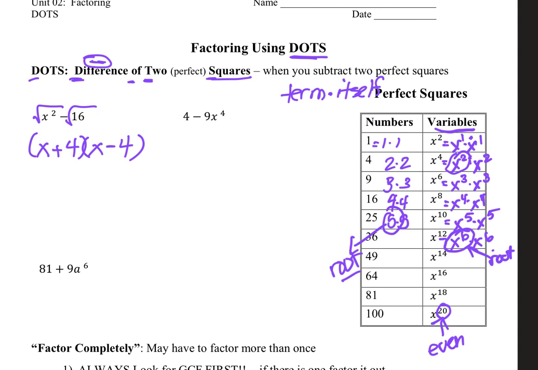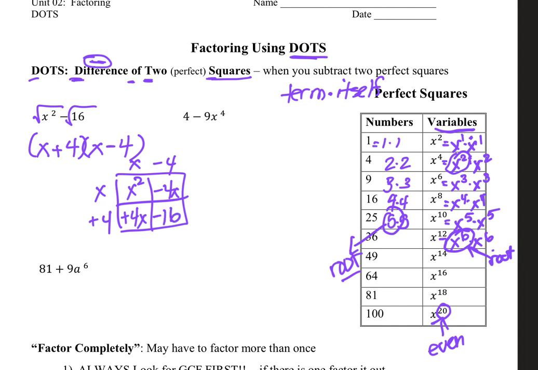If you were to multiply these back out using the box method, x plus 4 times x minus 4, remember, multiplying is the opposite of factoring, so factoring is basically like weird dividing. Negative 4 times positive 4 is negative 16. You have a positive 4x and a negative 4x, these cancel out, and you're left with x squared minus 16.